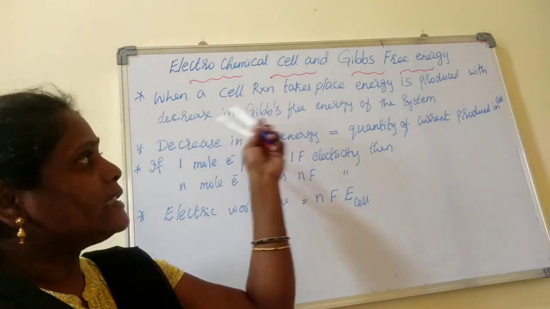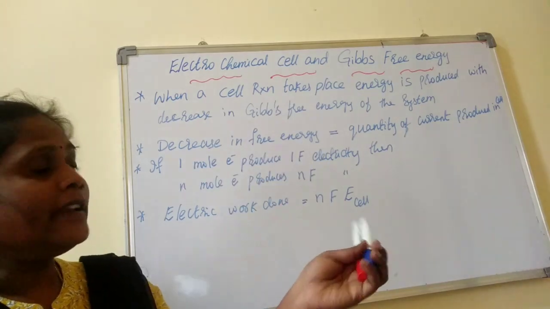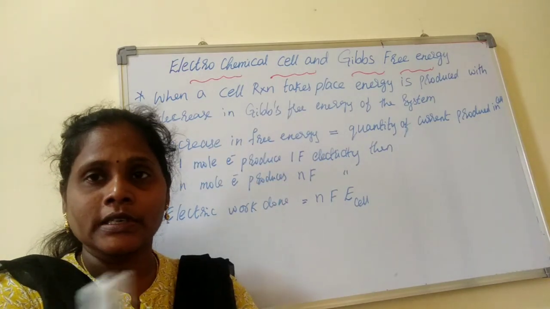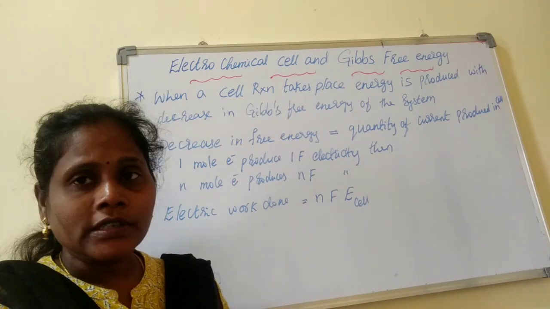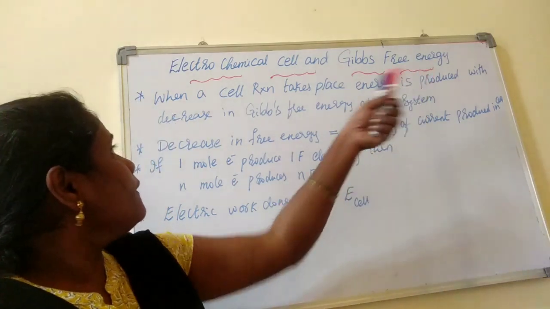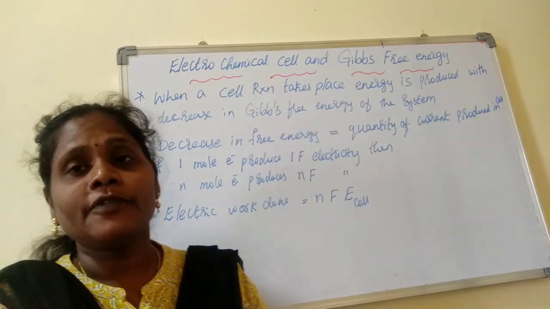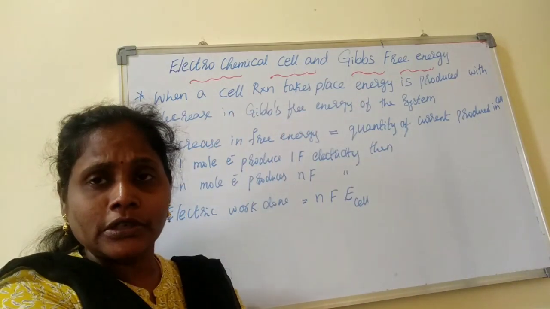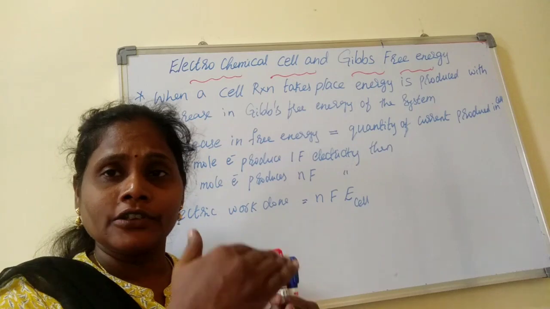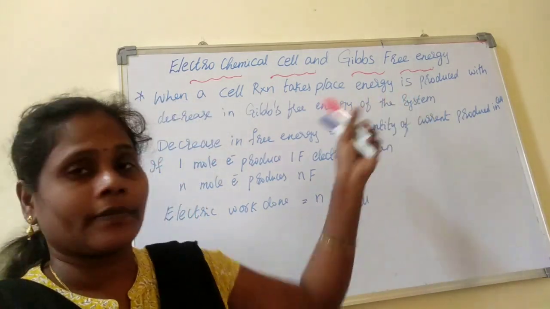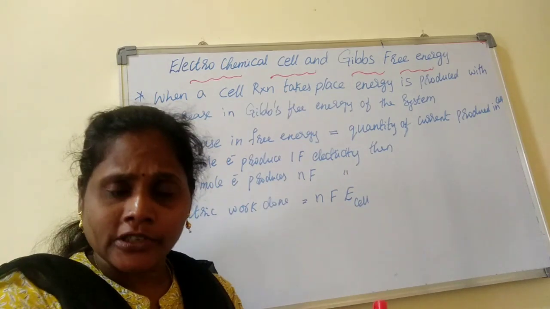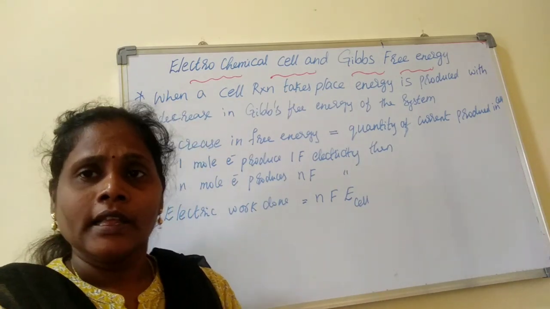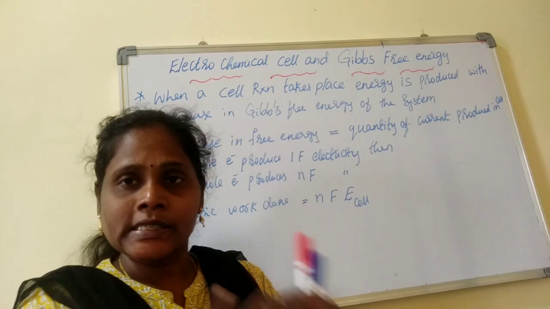So if a cell reaction takes place, energy is produced. That is what in the form of current we are saying, EMF. So it is produced, and with the decrease in the Gibbs free energy, when energy is produced, we say that Gibbs free energy is decreased for the system. System you have heard again in thermodynamics. System is that particular reaction, that particular condition what we are calling. So here the electrochemical cell.